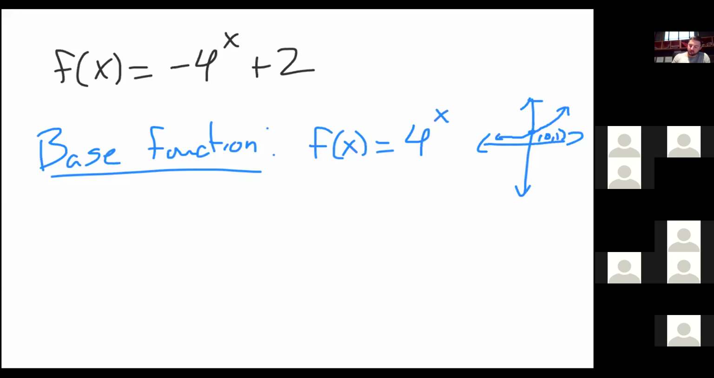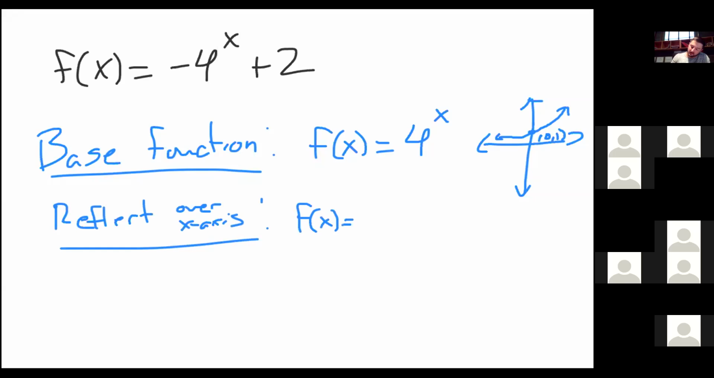All right, so yes, whenever we multiply by that -1, we reflect over the x-axis. That gives me f of x equals -4 to the x. Then my graph will now be facing downward. I take all of my y values from 4 to the x and multiply them by -1. So now it would look roughly like that.